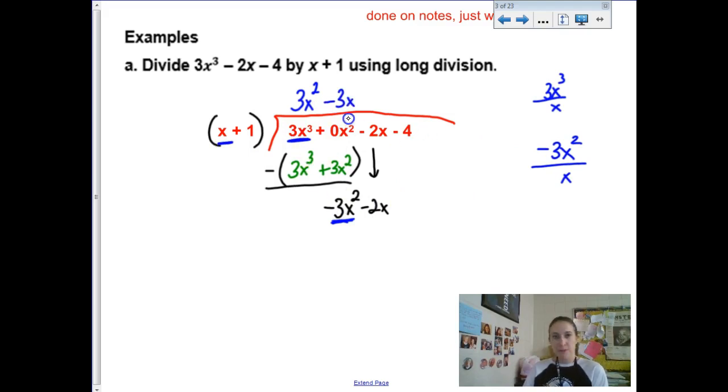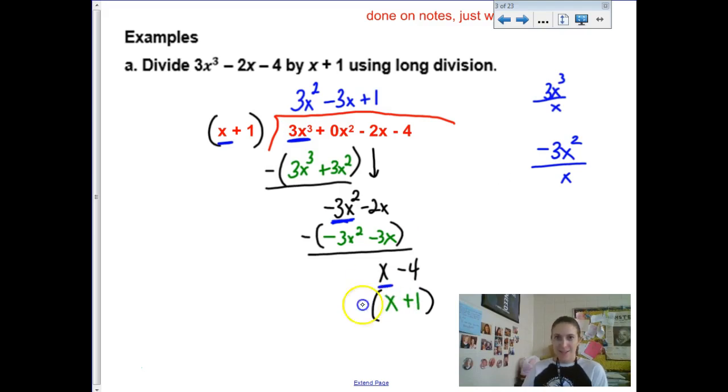We repeat the process with multiplication, this time negative 3x times the divisor. So negative 3x squared minus 3x. And then we are subtracting. The first term cancels as it should. And then negative 2 minus negative 3 is negative 2 plus 3. So that's 1x. Then bring down that minus 4. New lead term, x divided by x is a plus 1. And we multiply this plus 1 times the divisor. So that's x plus 1. And then we subtract. And that leaves us with negative 5.